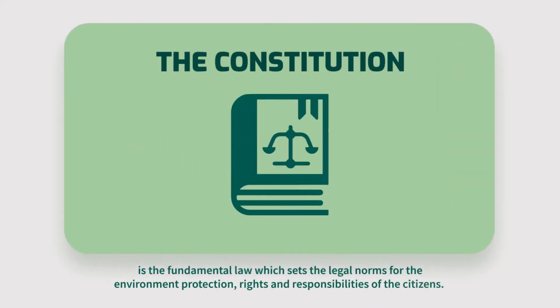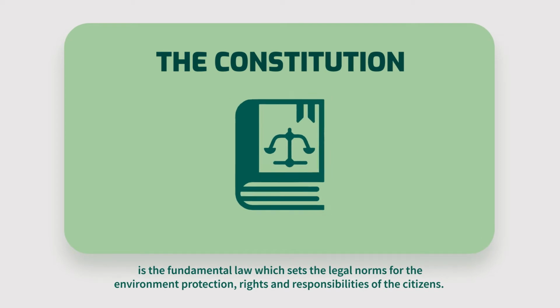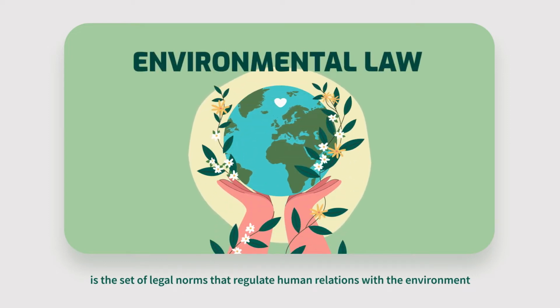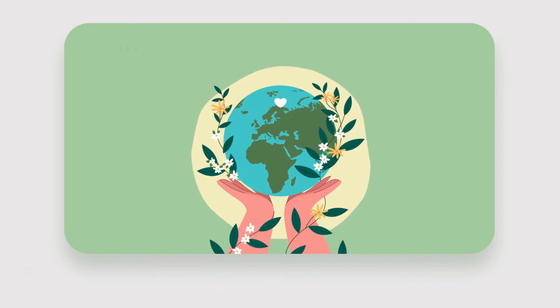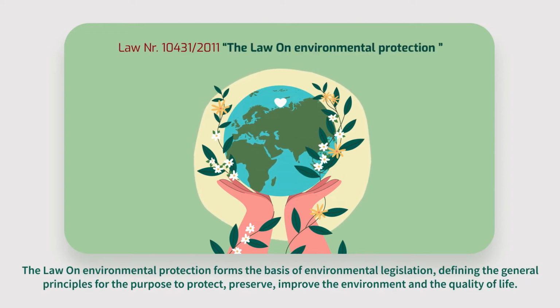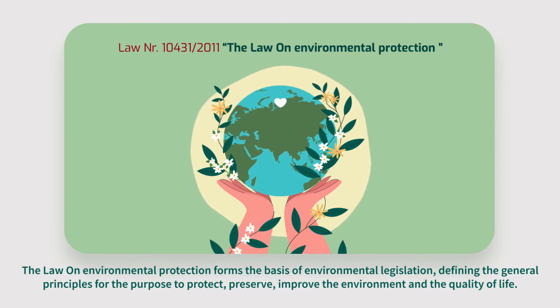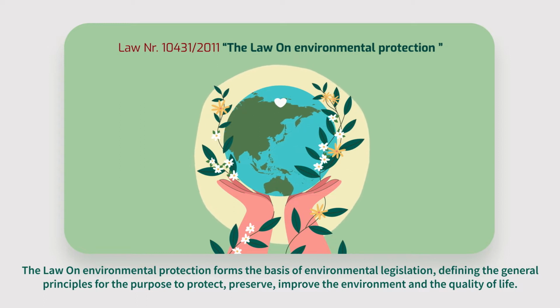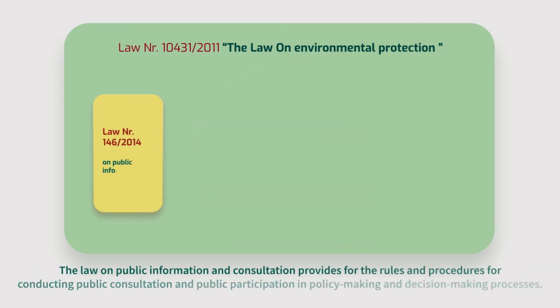The Constitution is the fundamental law which sets the legal norms for environmental protection, and the rights and responsibilities of the citizens. Environmental law is the set of legal norms that regulate human relations with the environment. The law on environmental protection forms the basis of environmental legislation, defining the general principles for the purpose to protect, preserve, and improve the environment and the quality of life. The law on public information and consultation provides for the rules and procedures for conducting public consultation and public participation in policymaking and decision-making processes.